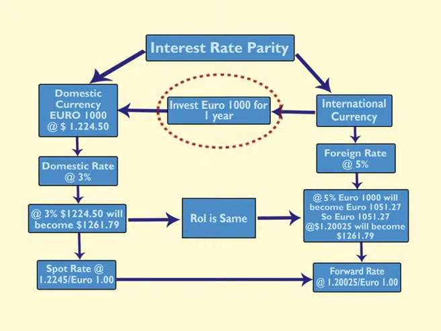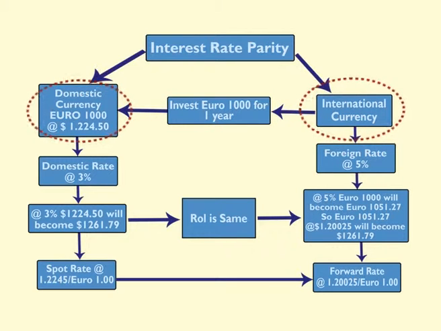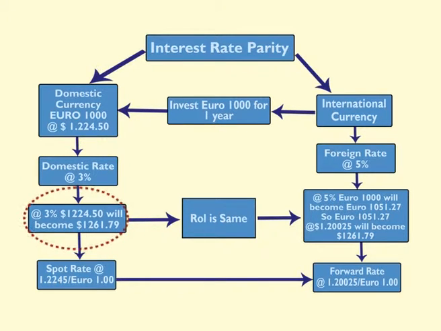Example: let us consider investing 1000 euro for 1 year. As shown in the figure on screen, we have two investment cases. In the US, let the spot exchange rate be $1.2245 per 1 euro. So we get an exchange for our 1000 euro at $1.2245, which gives us $1224.50. We can invest this $1224.50 at the rate of 3% for 1 year, which yields $1261.79 at the end of the year.